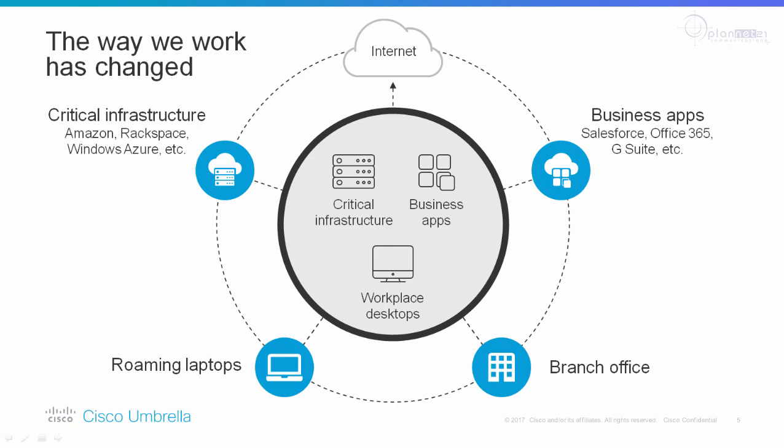And branch offices connect directly to the internet. It's very expensive to backhaul all traffic to the corporate network, so more branch offices are moving towards direct internet access, or DIA. While you save money not backhauling the traffic, you also lose security protection.